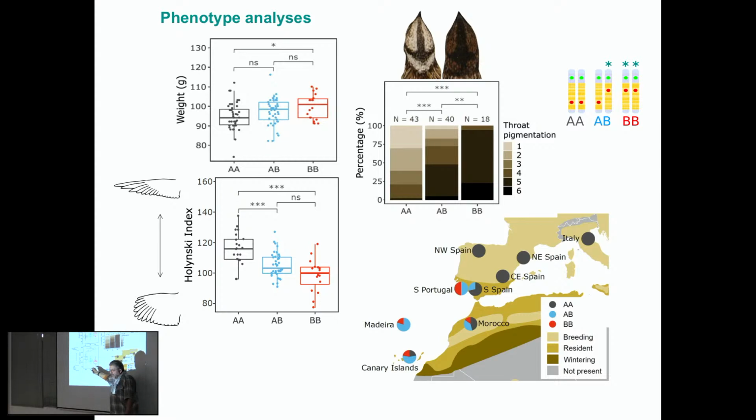We can even apply the Kipp's index, or Holinsky index. This is an index that tries to reconstruct the wing shape. Low values suggest rounded wings, high values pointed wings. This is a cartoon, this is not real. This is not how the wings look. But this is much more efficient for sustained flight, for long migration.